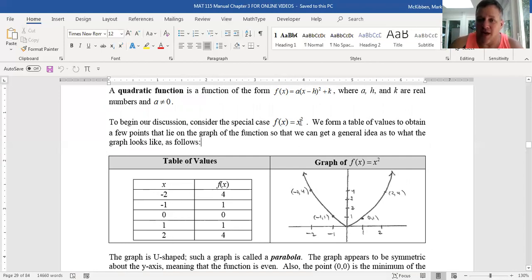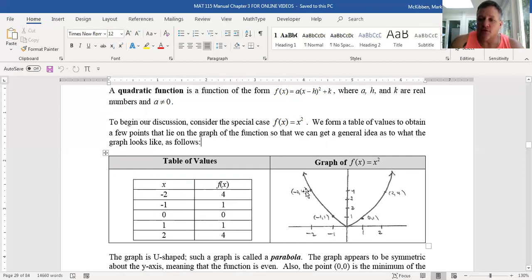Those are all in the domain. There's no number that you can't square, so the domain is all reals, and these are all viable numbers. If you square each one of these, you get these outputs over here. If you plot the ordered pairs that correspond to the rows of the table, you get these 5 points that I have here.